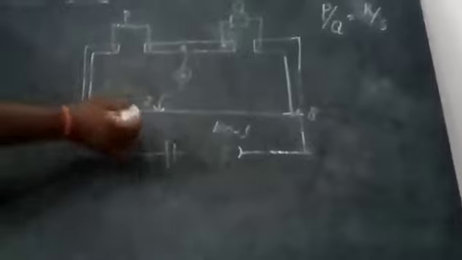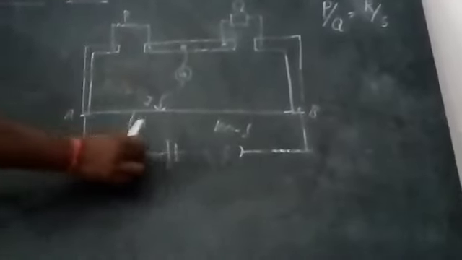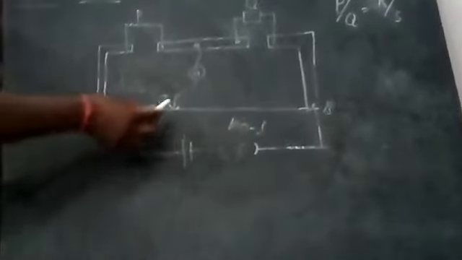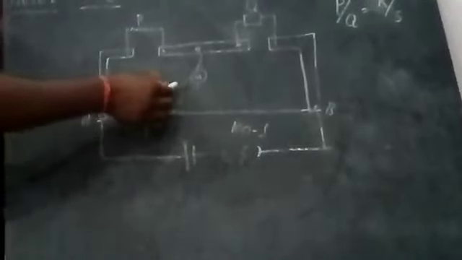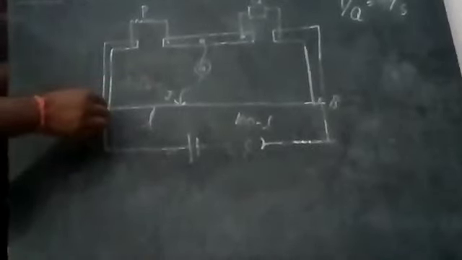After making connections, first points A and B are connected to the battery along with one plug key. Then, before taking the observation, we first have to check by pressing the jockey at the end points of A and B.